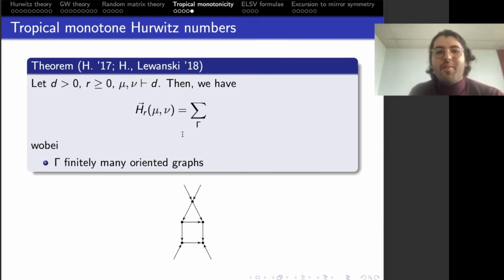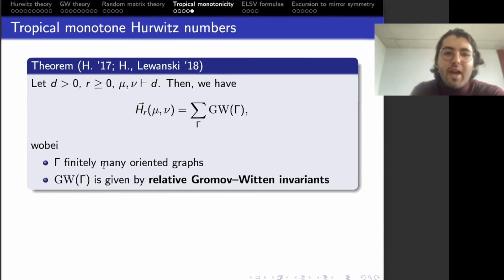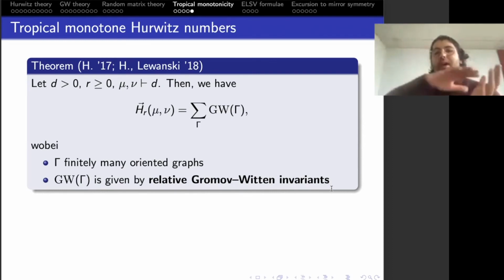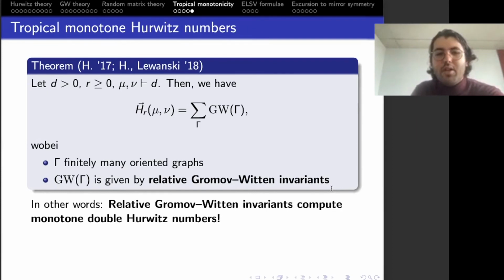So the monotone double Hurwitz number is a sum over finitely many oriented graphs, and each such graph is weighted by something called a relative Gromov-Witten invariant. What we showed, by passing through the fermionic and bosonic Fock space to the graph language, is that relative Gromov-Witten invariants indeed compute monotone double Hurwitz numbers. That surprised us when we showed it, and this was the first connection between monotone double Hurwitz numbers and Gromov-Witten theory.